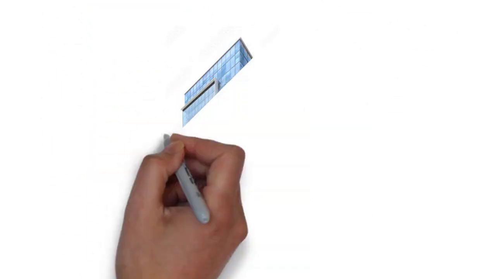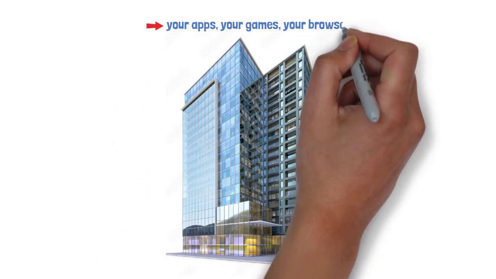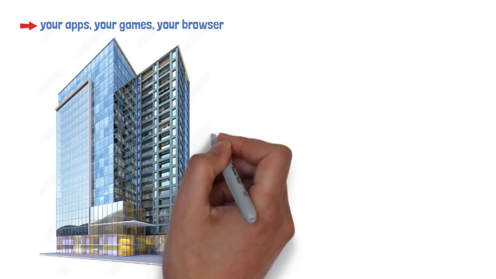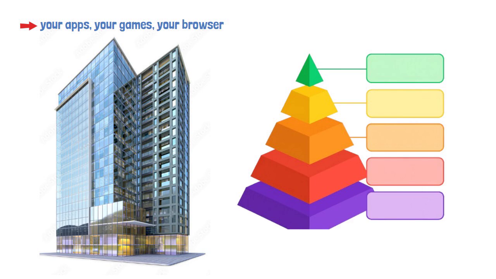In your mind's eye, visualize your computer as a skyscraper. Most people only see the penthouse. That represents your apps, your games, and your browser. But beneath that are layers upon layers of complexity. Here are the 5 key layers.